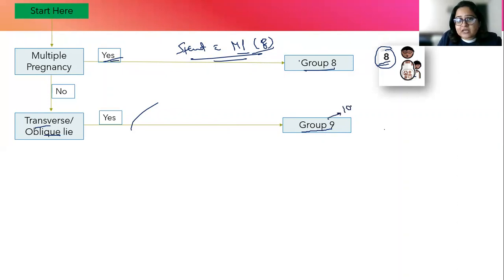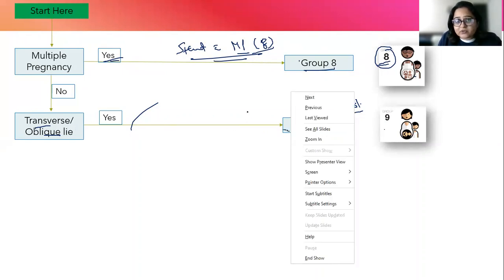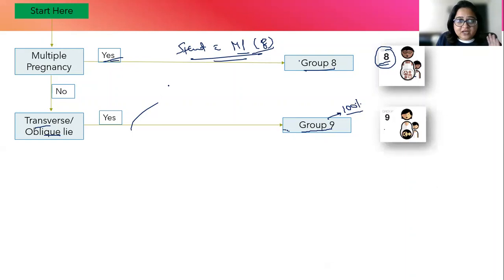Group 9, for obvious reasons, will have a 100% cesarean section rate, because all transverse lies, unless you run a version, then it will become cephalic and fall into a different group. For a transverse or oblique lie there's no other way they can deliver, especially beyond 28 weeks. But that is different; what we're discussing now is the groups. Anything which is a transverse or oblique lie, a single baby, falls into group 9. So how do we start? We start with multiple pregnancy. Yes, group 8. No, is she transverse oblique lie? Yes, group 9. No. Okay, so the question is, she's a single baby, but she is breech.